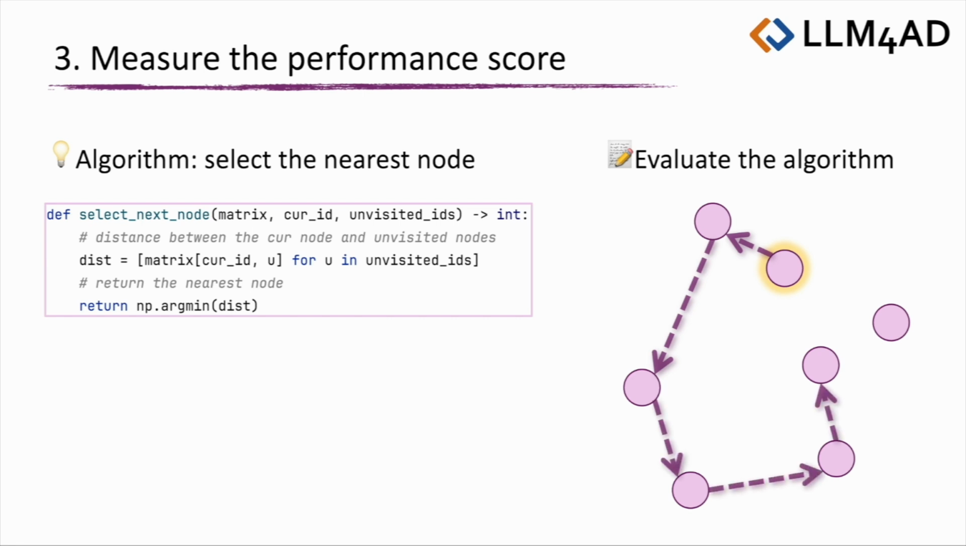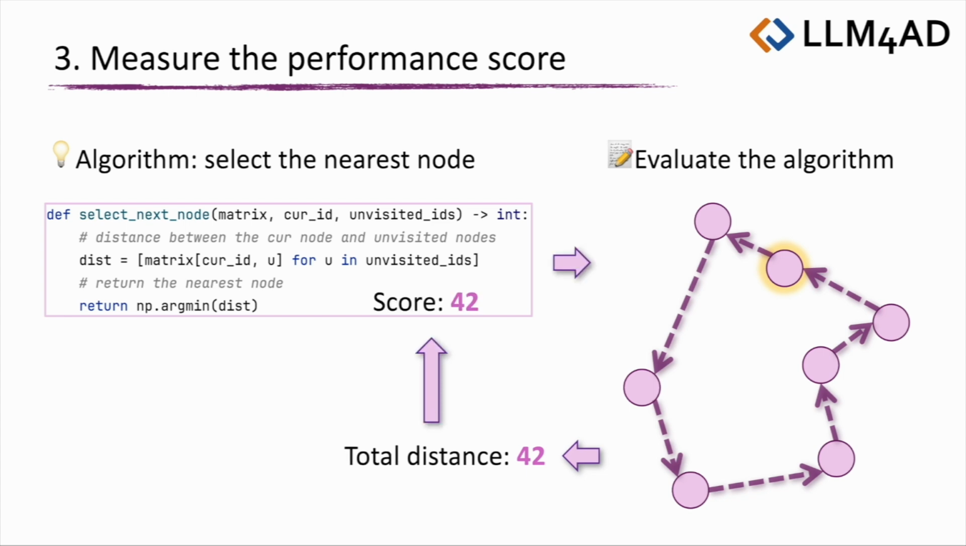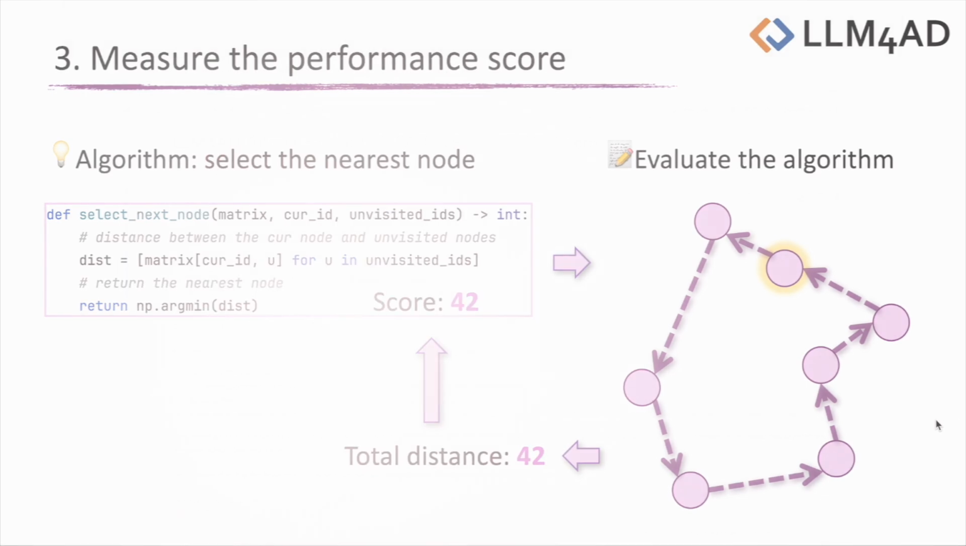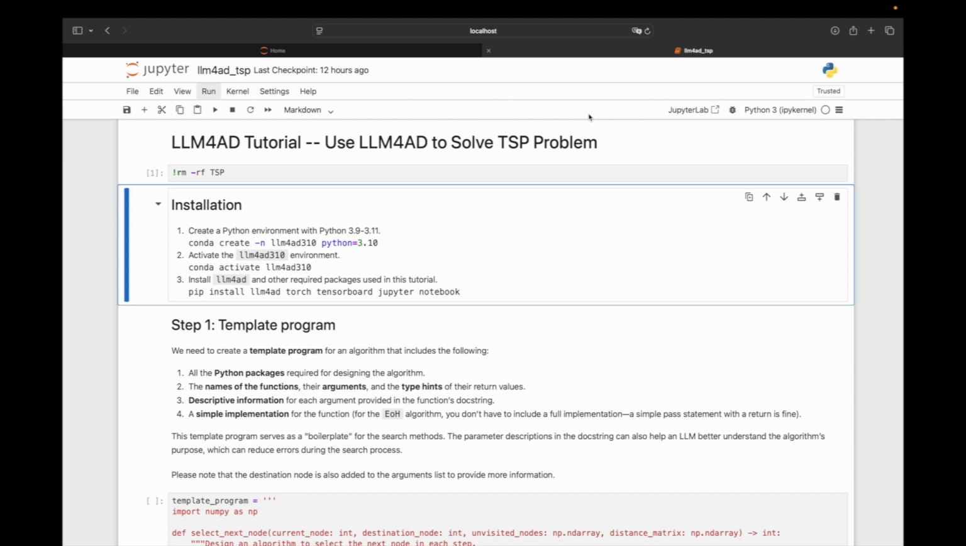In the third step, we should measure the performance score of an algorithm. Here is a simple idea. We let the algorithm repeatedly decide the next city to visit until it completes a full route that visits all the cities and returns to the starting point. Once we have the route, we calculate the total distance traveled. The total distance becomes the key metric to evaluate the algorithm's performance, which means the shorter the total distance, the better the algorithm. Okay, in this video, I will show you a code implementation for using the LLM4AD platform to solve the TSP problem.